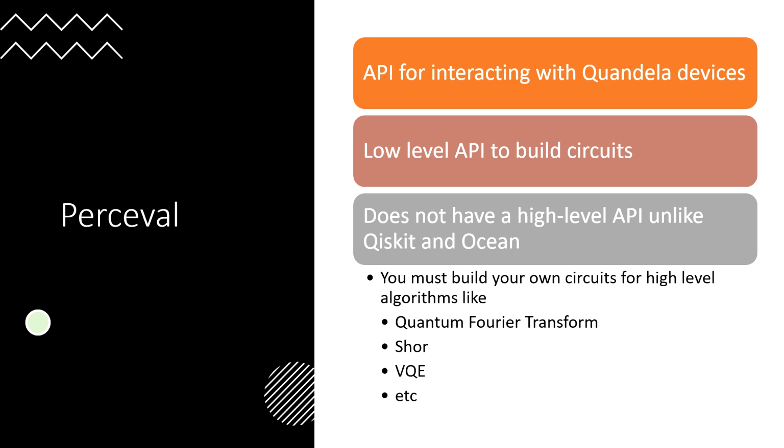In reality, of course, Perceval is all based on Python, but what I'm trying to get to is that you have to use low-level primitives to interact with the system, like circuit primitives. There's no high-level language that says, hey, I want to do a quantum Fourier transform, or I want to run Shor's algorithm, or VQE, or any other number of either purely quantum or hybrid classical-quantum algorithms, like you could in systems like Qiskit or D-Wave Ocean.